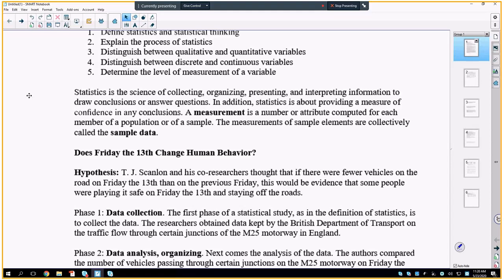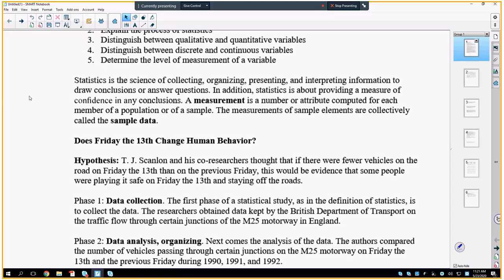So here's an example of a researcher who had a question. The researchers wanted to know, does Friday the 13th change human behavior? So they formulated a hypothesis. They said if there were fewer vehicles on the road on Friday the 13th than on the previous Friday, this would be evidence that some people were playing it safe on Friday the 13th and staying off the roads.